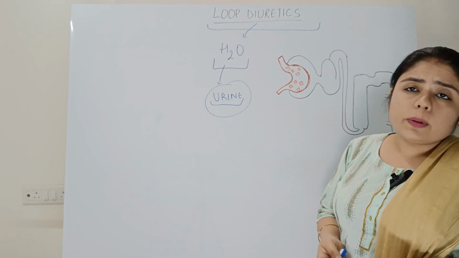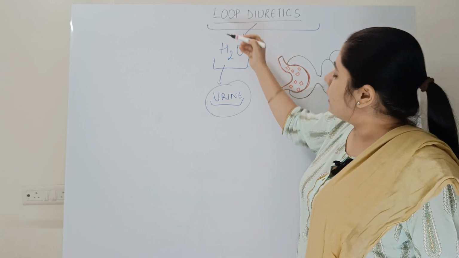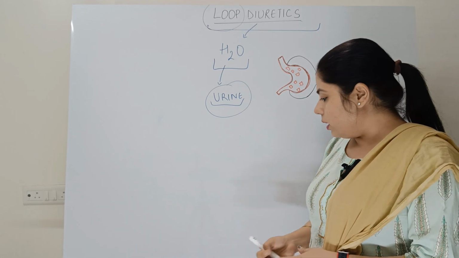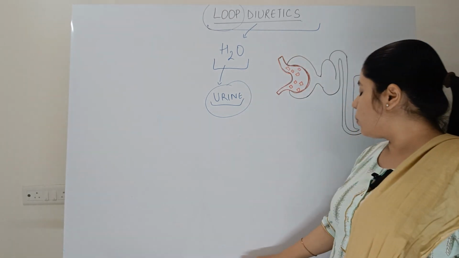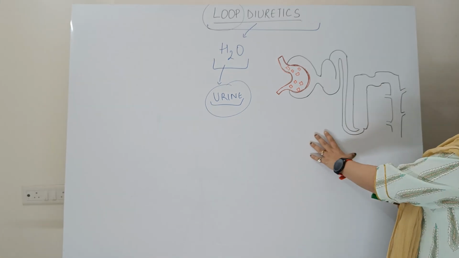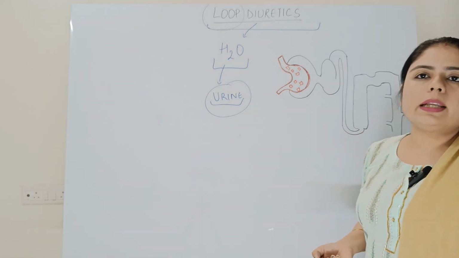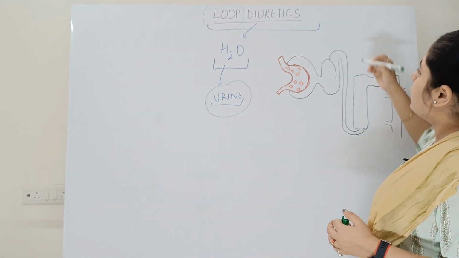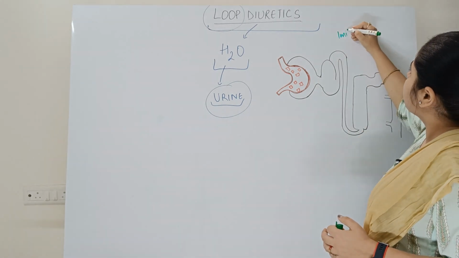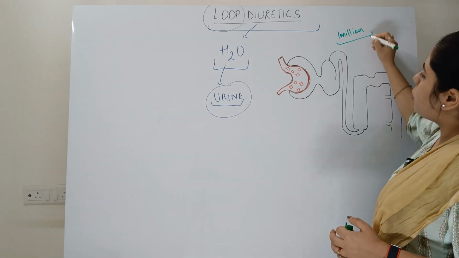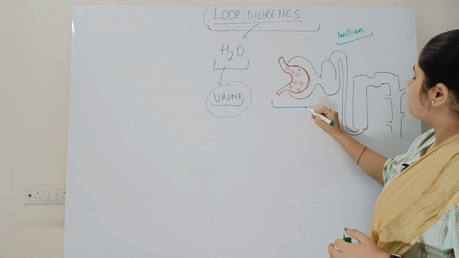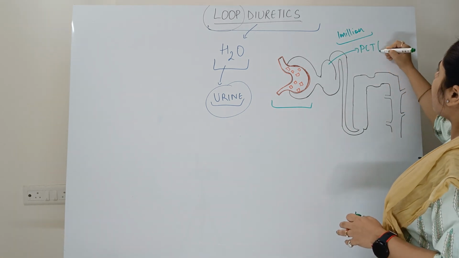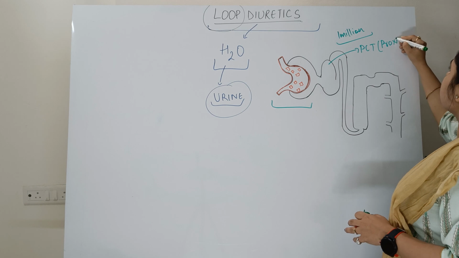So when I say loop diuretics, that means you can clearly identify this drug is targeting the loop region. Now there is a figure here, and let's quickly look into this picture. This is a picture of a nephron, and around 1 million nephrons are present in a kidney. And what is the structure of a nephron? This is the glomerulus region and the Bowman's capsule. This is the PCT, that is proximal convoluted tubule.